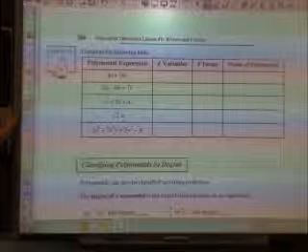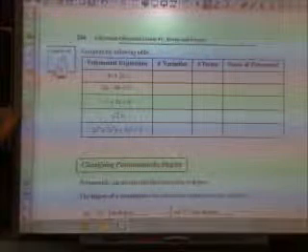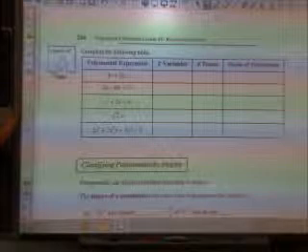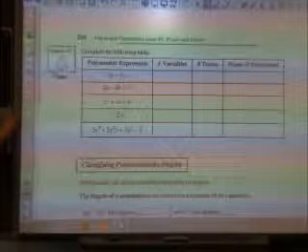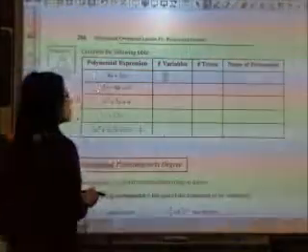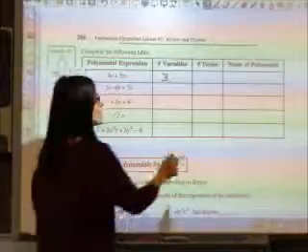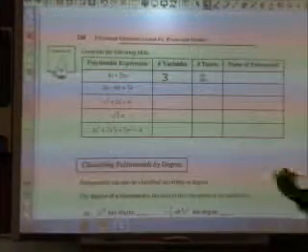So there's a chart on the next page. I'm going to give you a couple of minutes. I want you to fill in the chart. So we'll do the first one together. In the polynomial expression 4x plus 3yz, how many different variables do I have? How many terms do I have? So if I have 2 terms, what would I call this polynomial?